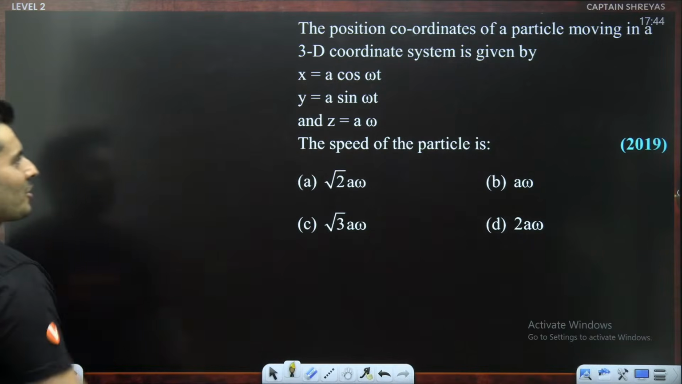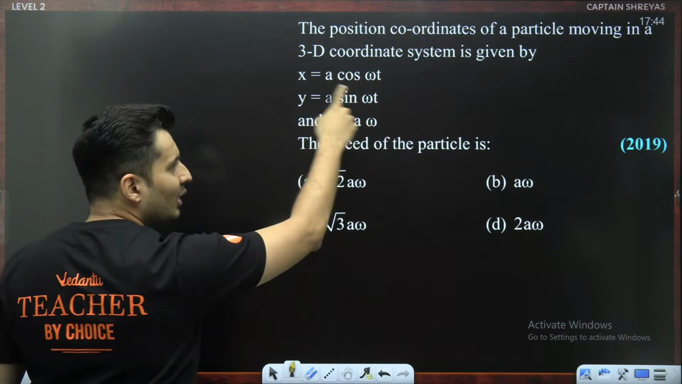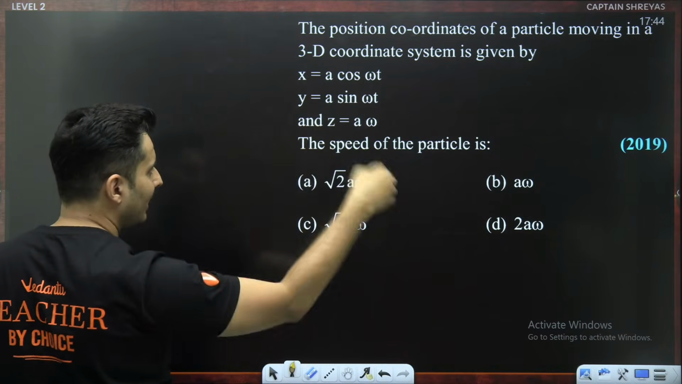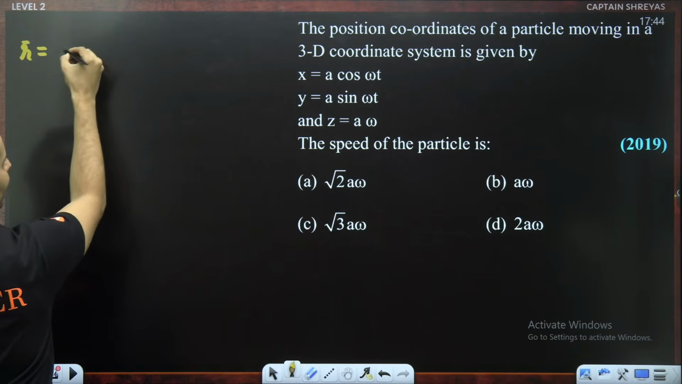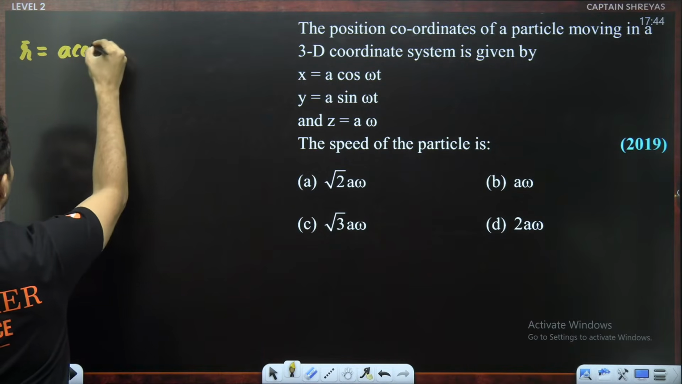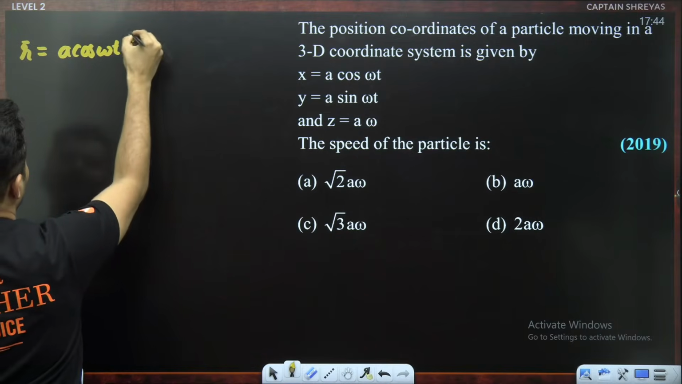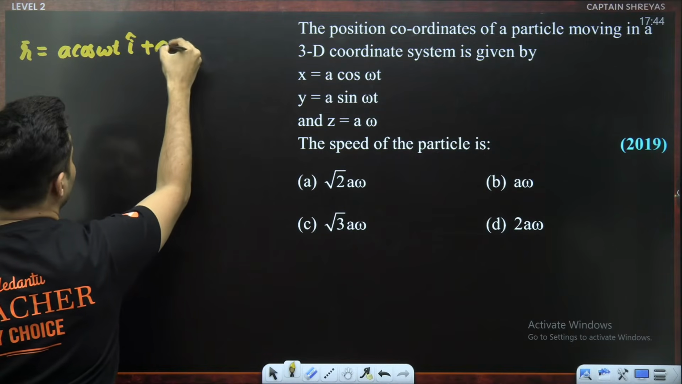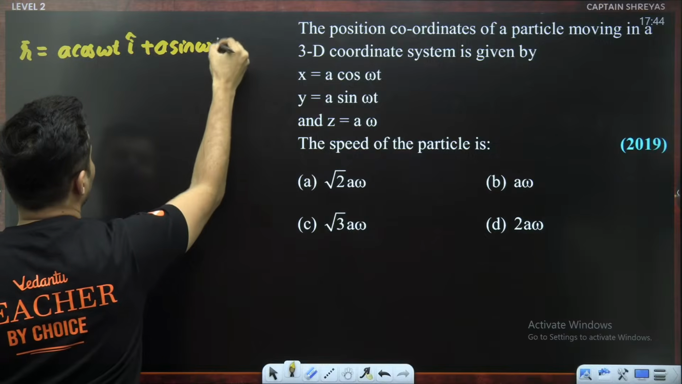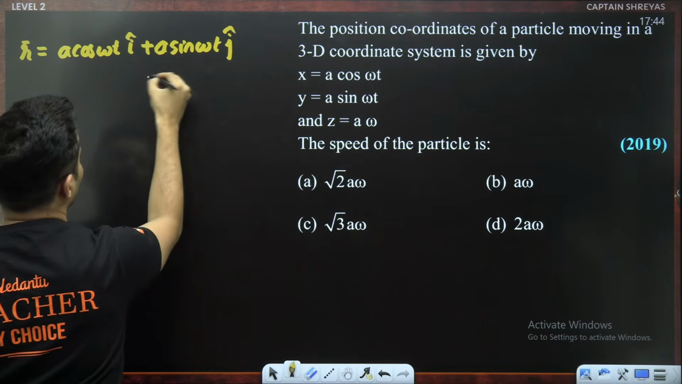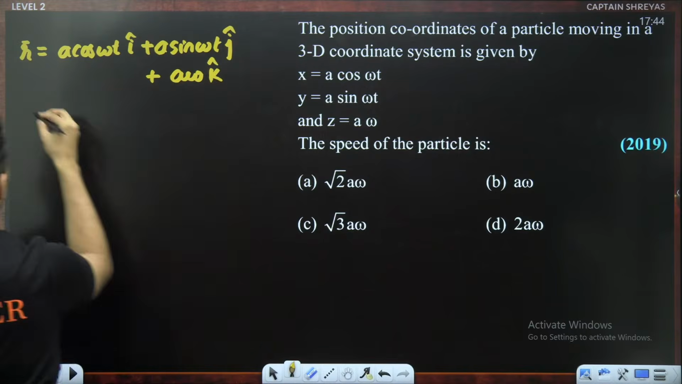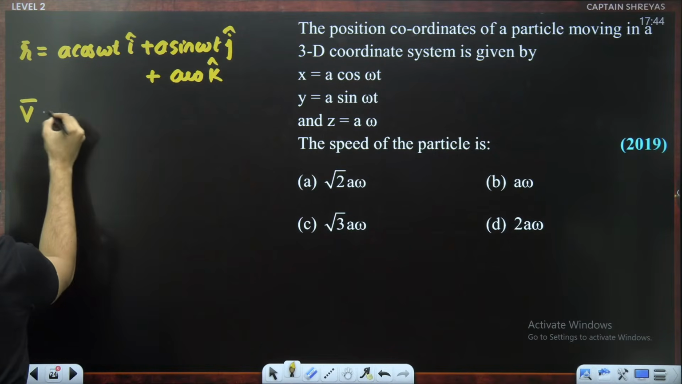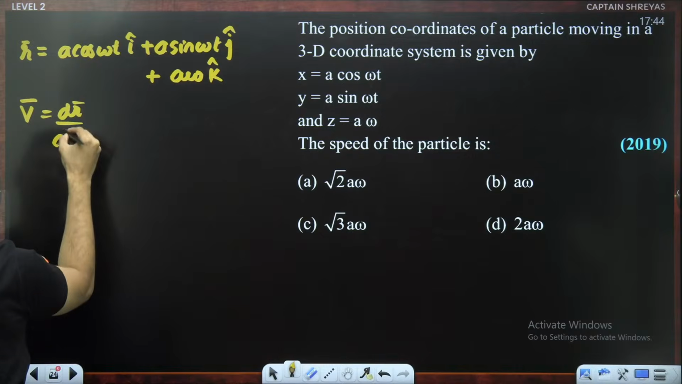You will first find the position and then differentiate it and then find the speed. So position was nothing but x is a cos omega t i cap, y coordinate is a sin omega t j cap, and lastly, z is a omega t, and that is k cap. So let's find velocity, which is nothing but the derivative of this.